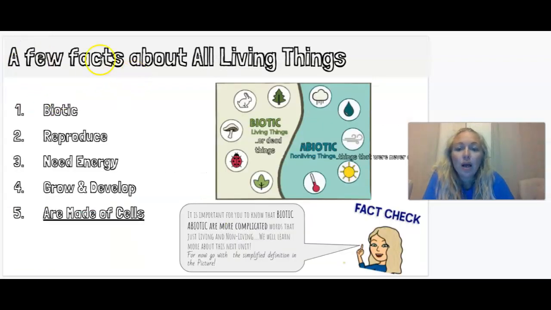So all living things have some specific characteristics. They're all biotic, they all reproduce, they all need energy. They all grow and develop, and they're all made of cells. Of course, we're focusing on this final requirement of living things today. So that's the one main thing you want to take away from this, that if it's living, it should be made of at least one cell.